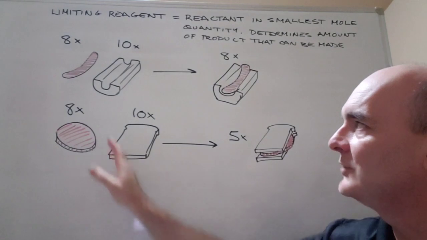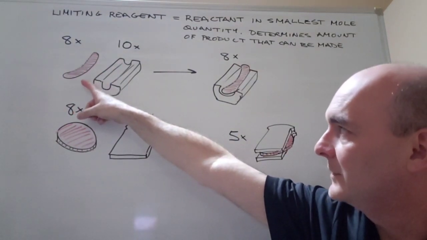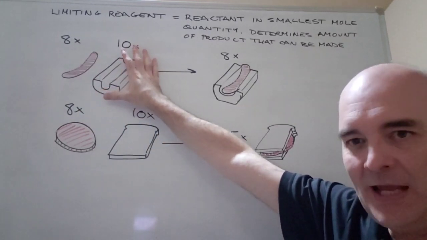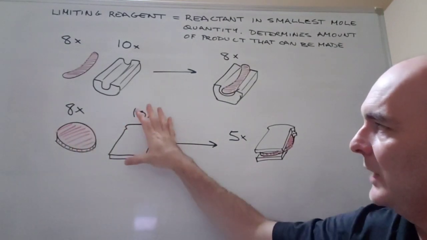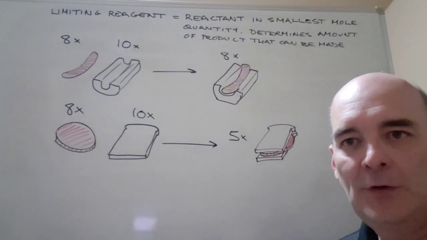So the limiting reagent in the top case is the sausage, and the bun is in excess, and there would be a remainder. And in the bottom case, the limiting reagent is the bread, and there would be burgers left over.